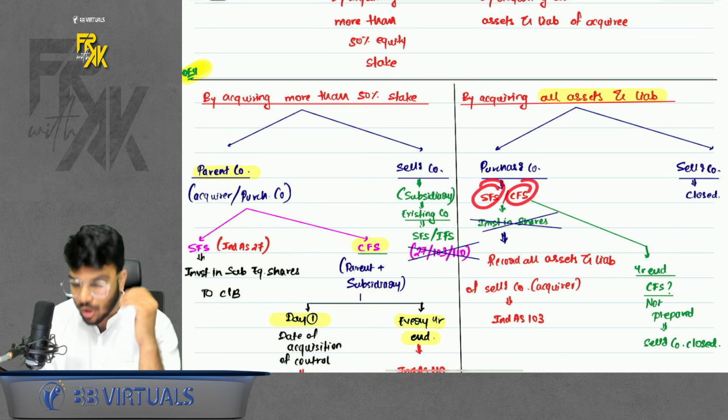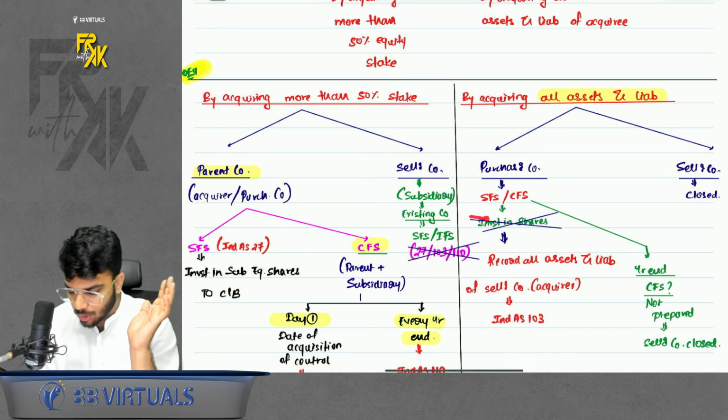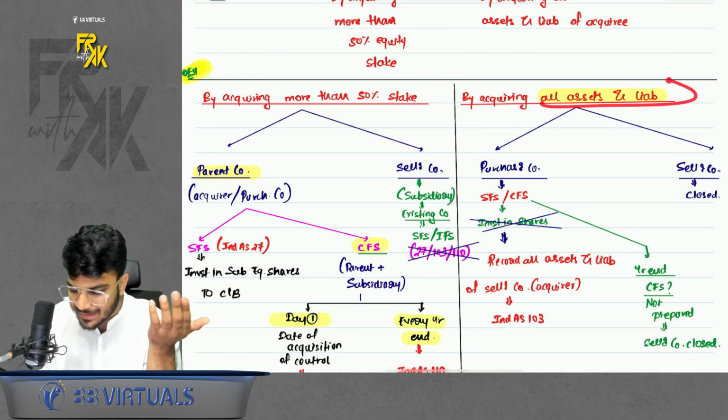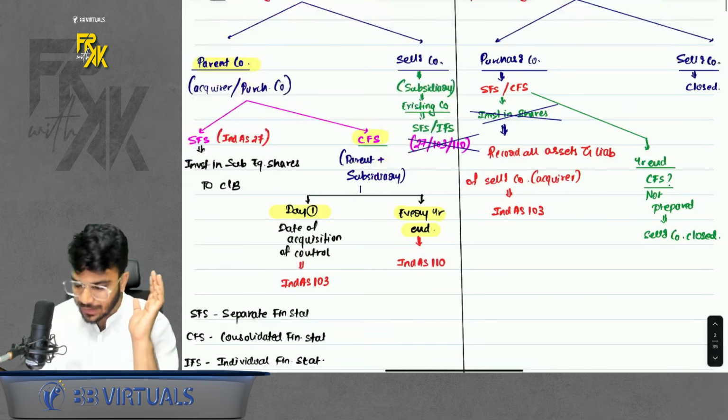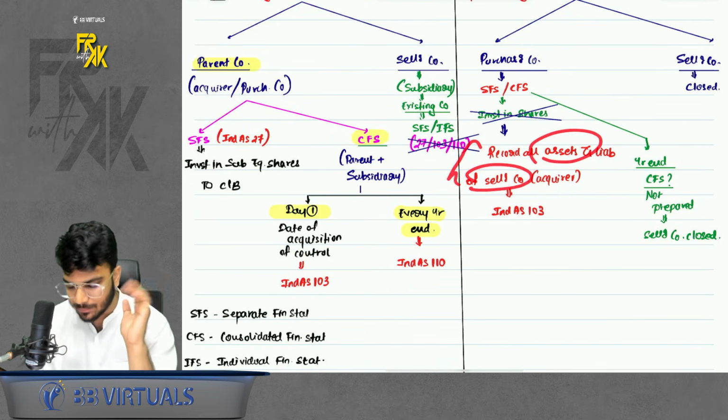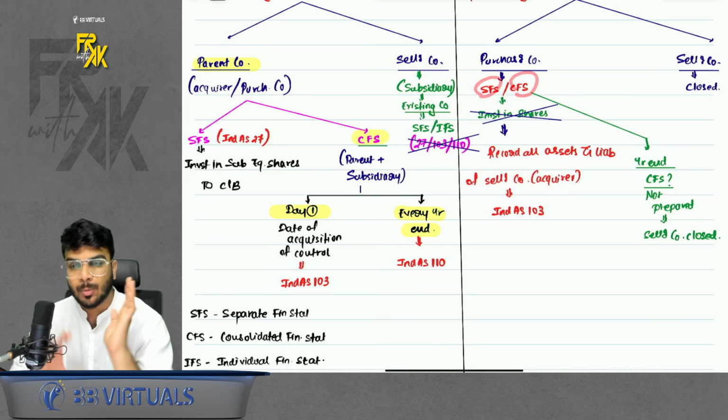So in SFS or CFS, whatever you may call it, you will never record any investment in shares, because here you are not purchasing any stake. You are purchasing assets and liabilities. So whatever you purchase, you will directly record all the assets and liabilities of the selling company. SFS or CFS, it is going to be the same in this case.